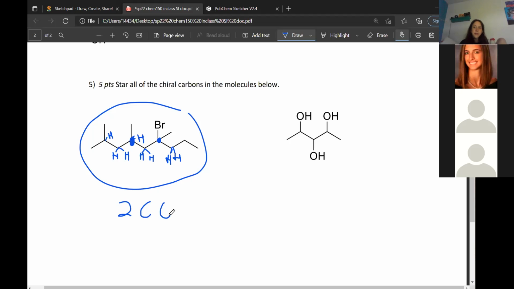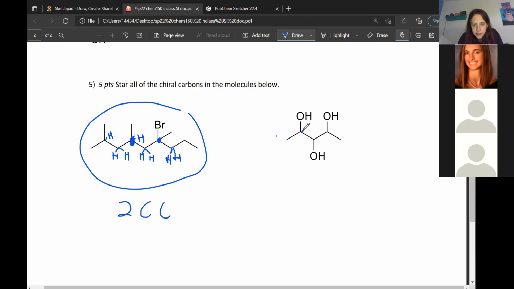Next up, we have this molecule right here. I always start left to right. I don't go right to left when I do chirality because it just makes me confused. So I always start on this side. This carbon has 3 hydrogens attached to it and 1 carbon. So 3 hydrogens, 1 carbon, 3 of the same thing, cannot be chiral.